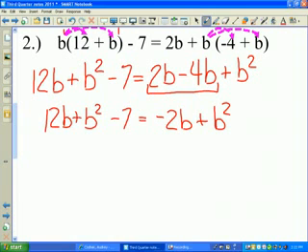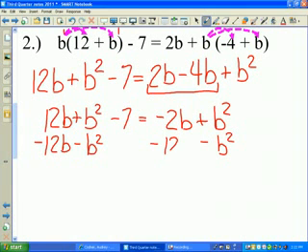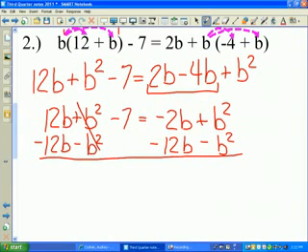So I'm solving for b. So one of the things I can do is I can subtract b squared from both sides. And I can also subtract 12b from both sides. Okay, so our ultimate goal is to get our variable b by itself. Notice, b squared minus b squared will give me 0. So they actually cancel out. It's not leaving me a b squared. Everything is gone. This 12b minus 12b, that's going to cancel out.